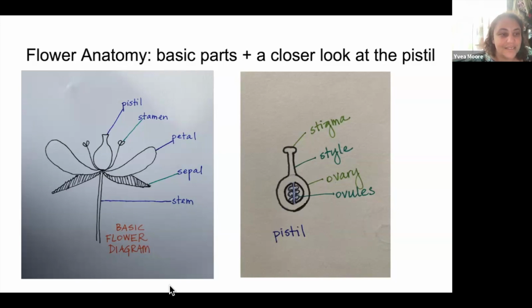So is the sepal, that's not the leaves, right? That's different from the leaves. Different from the leaves, yeah, but leaf-like. And there's a reason for that.